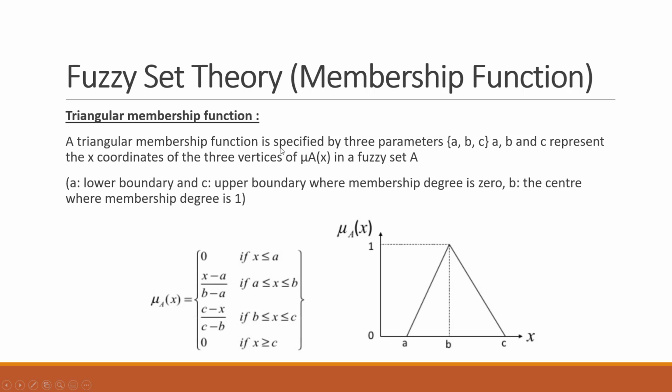A triangular membership function is specified by 3 parameters: A, B, C. Now we are splitting the binary logic, for example 0, 1, into 3: A, B, C. A, B, C represent the x coordinates of the 3 vertices. This is the membership function, and I already discussed it in great detail. If x is less than or equal to A, it will be 0. If it is lying between A and B, this will be the value. If it is lying between B and C, this will be the value. If it is outside this boundary, it will be considered 0. So this is the membership function of the triangular.